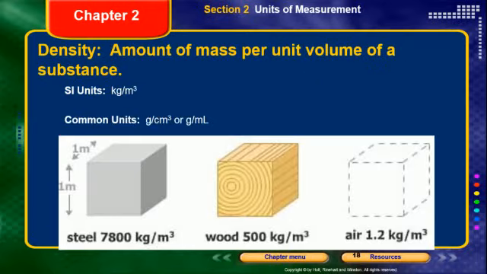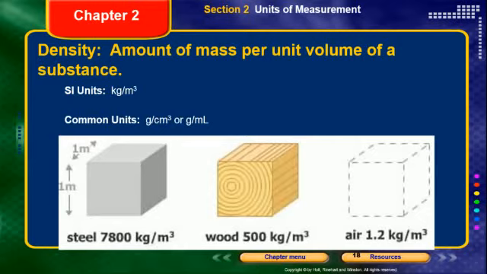Let's talk about density. Density is the amount of mass per unit volume of a substance. Okay, so we're taking into account both mass and volume. The examples we have down here, we have steel. We have 1 cubic meter of 3 different things. We have a cubic meter of steel, cubic meter of wood, and a cubic meter of air. The unit of volume is always the same. However, you can imagine that a cubic meter of steel is going to have much more mass than a cubic meter of wood, and a cubic meter of wood will have much more mass than a cubic meter of air.